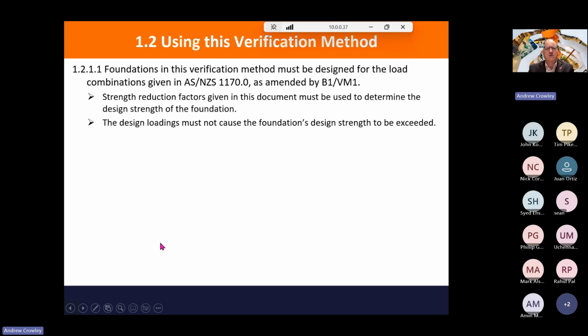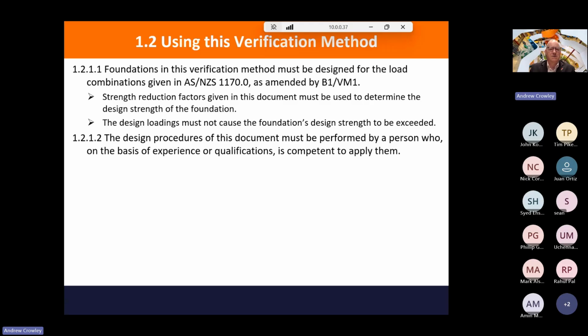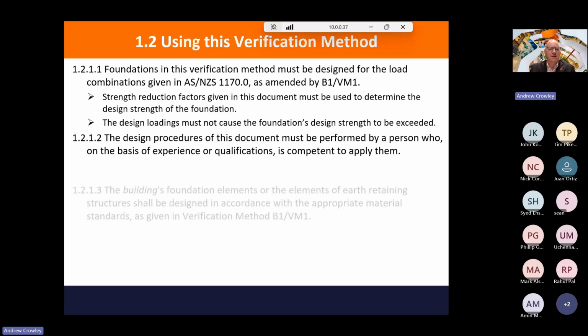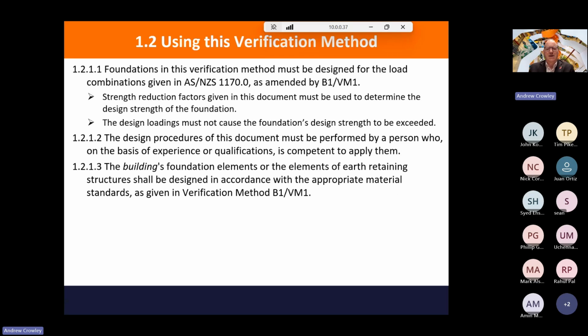So how do we use VM2? Well, obviously you need to use it in combination with the other parts of the building code, in particular B1 VM1, that's for the superstructure. And you take your strength reduction factors and you use them with the design factors given in the various loading codes. And it should go without saying, but it helps if you know what you're doing. So this document needs to be used by someone who has experience and qualifications in the area of design of foundations. And it's linked with the design of the superstructure, which is in VM1.